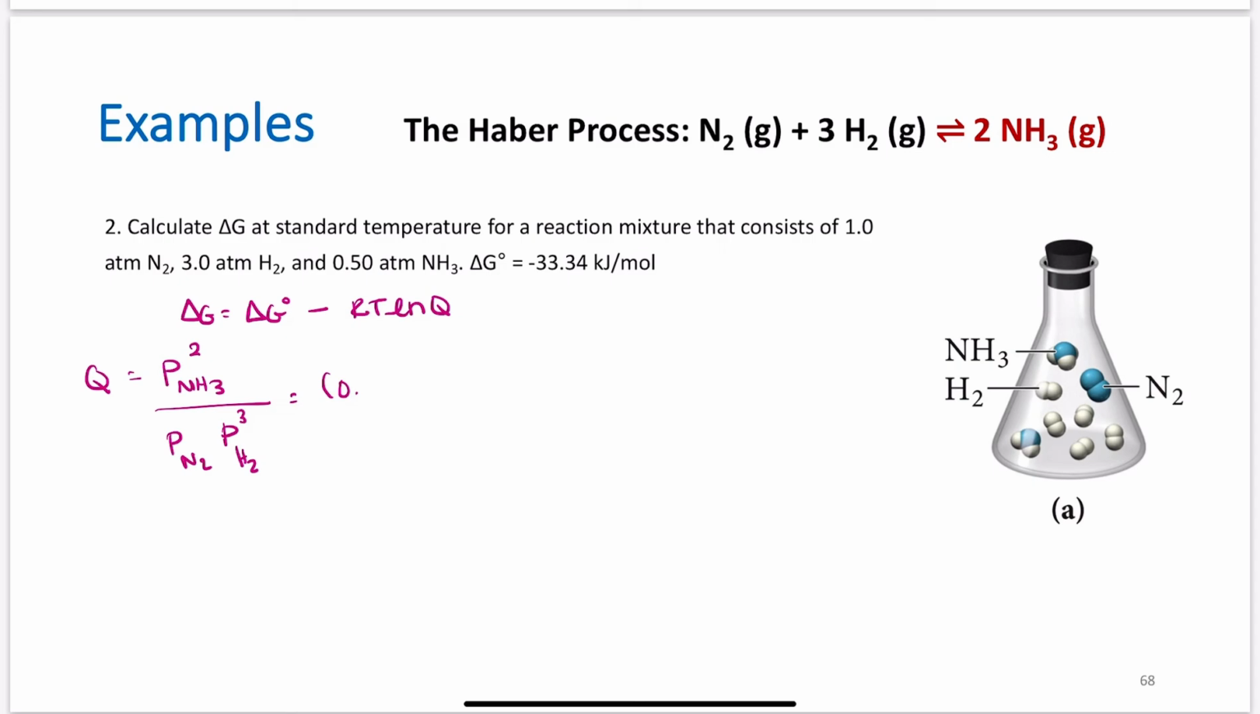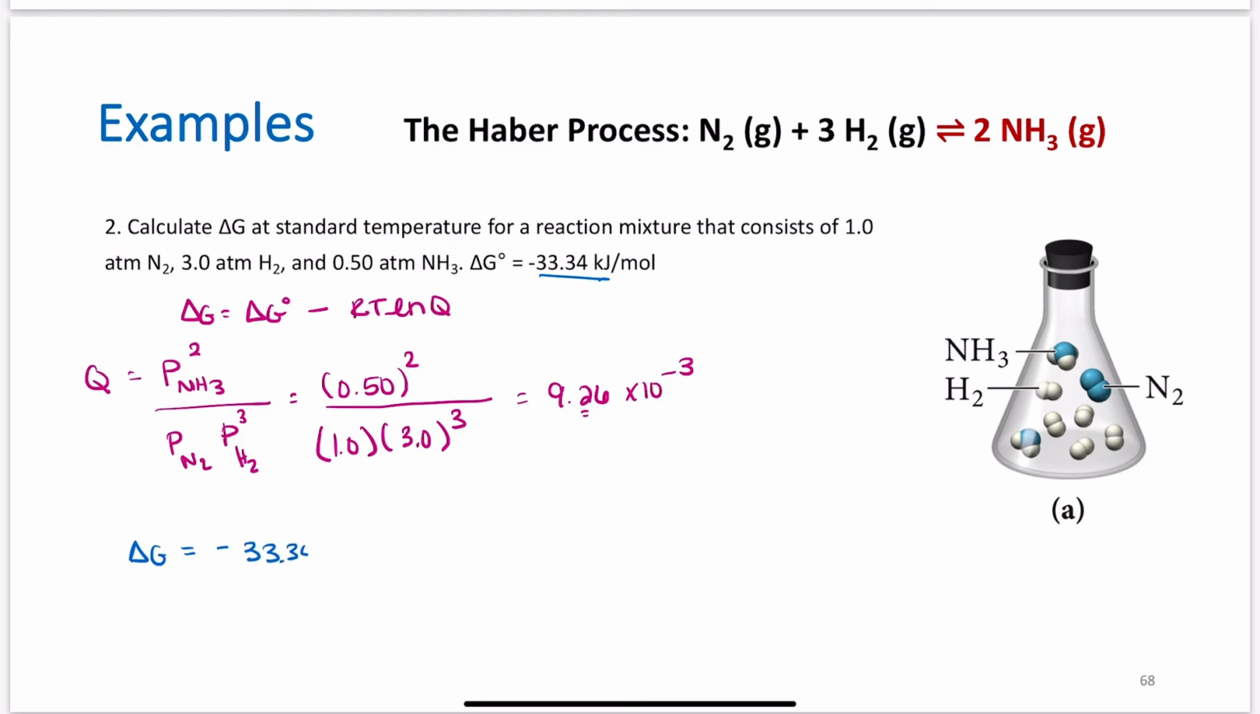My pressure of NH3 is 0.50 atmospheres, quantity squared. Remember, on reaction quotients, we can drop your units. 1.0 atmospheres and 3.0 atmospheres cubed. This gives me a Q value of 9.26. Sig figs are here. I'm just going to keep one extra sig fig for right now so that I don't round wrong. Times 10 to the minus third. Plug that into your equation. Delta G is equal.